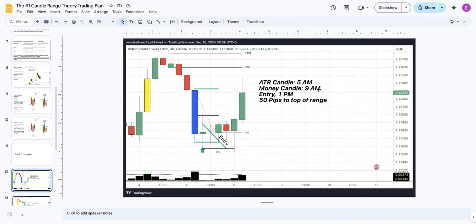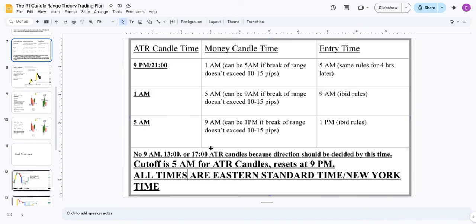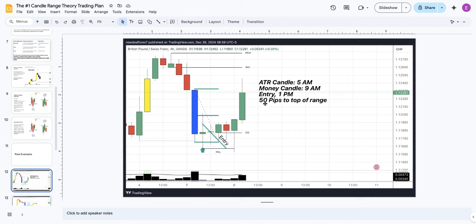That means at 9 a.m., I want to see the 9 a.m. 4-hour candle poke below the range and then close. It did that right here. That green arrow is the money candle. So then I can enter anywhere in the range of this money candle and expect price to hopefully close the range. So I'm not looking to enter until 1 p.m. The entry's at 1 p.m., and the top of the range was 50 pips. Easy, done deal. The simplest trading plan you're probably ever going to see.